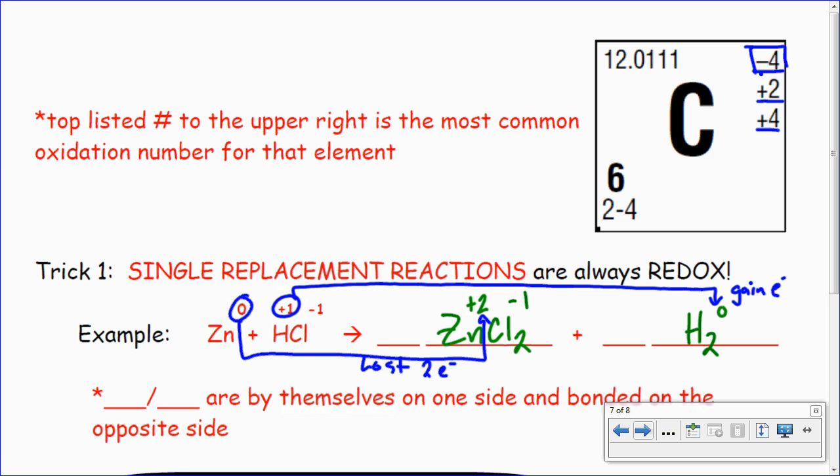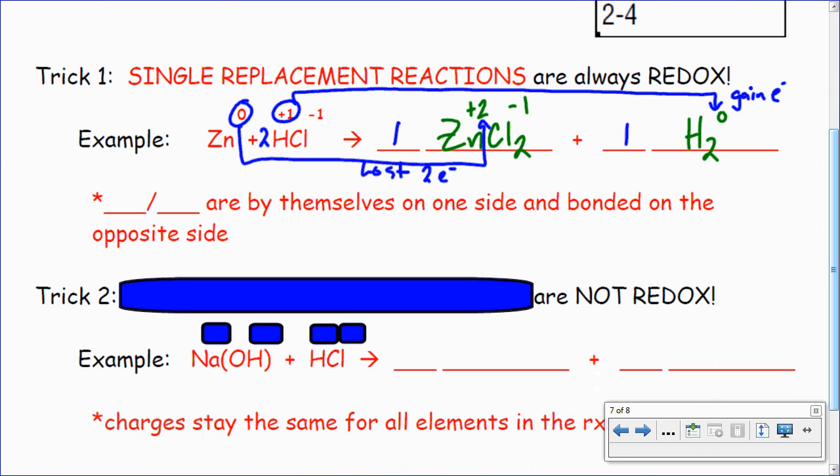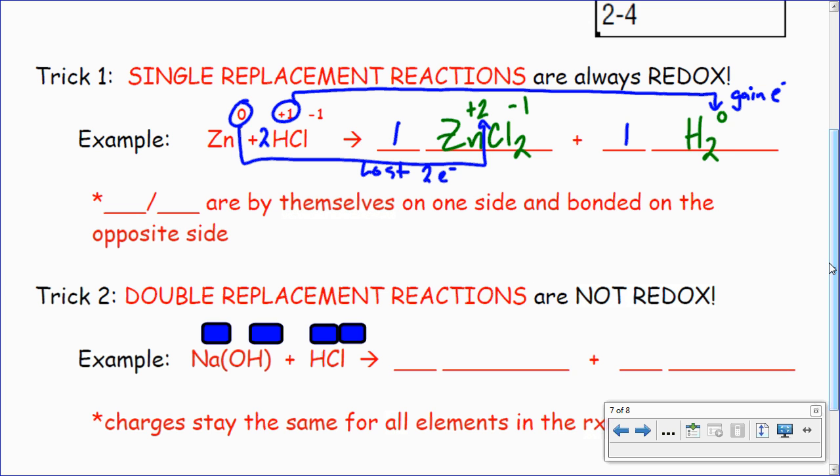We'll show how to balance these in the future. We had to put a 2 here for that, 1 zinc chloride and 1 hydrogen gas. Okay. We'll be balancing these equations in the future. So again, the first thing you're looking for is if it's a single replacement reaction to tell you if it's redox. Trick 2, double replacement reactions are not redox.